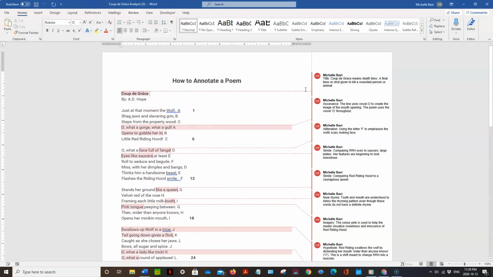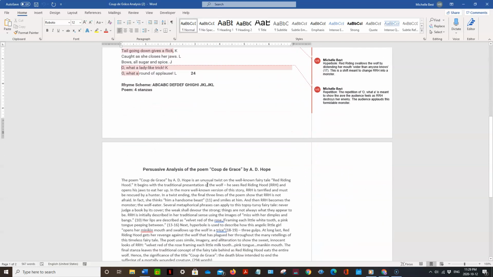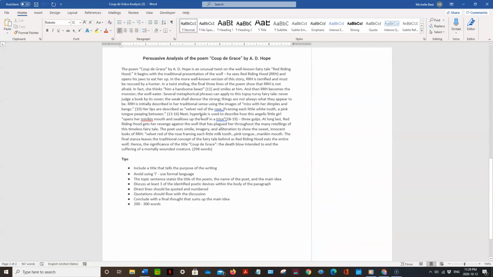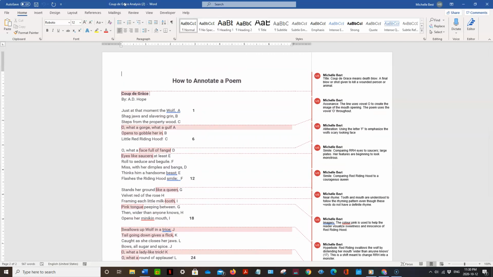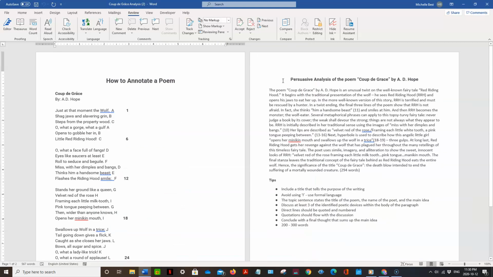And Microsoft Word does have a review feature. This feature allows you to have your annotations and show where they are in the poem, and also any other text you put in. You're using this review and markup. So for markup purposes, you choose All Markup. If you click No Markup, you won't see any annotation. So you choose All Markup.